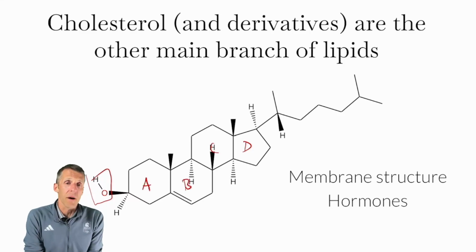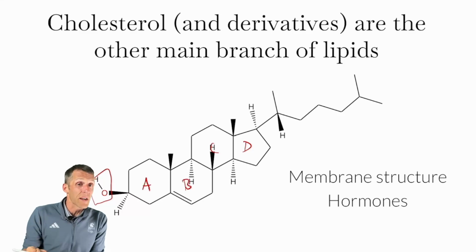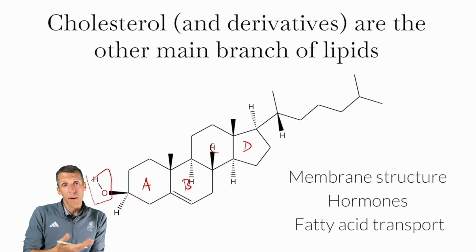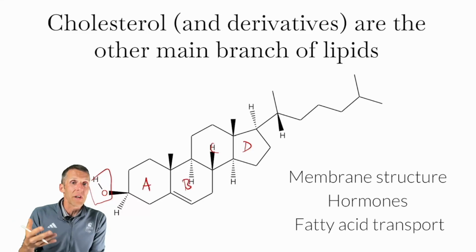It's the metabolic precursor to a variety of important molecules, maybe most importantly to steroid hormones like estradiol and testosterone. And finally, it has an important integral role in fatty acid transport. It helps move fatty acids around by being a rigid brick that helps solidify or rigidify those floppy fatty acids.